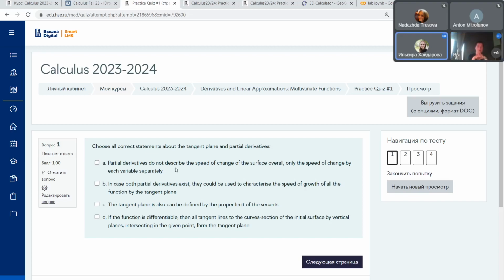Sorry, we can or we cannot? We cannot. It will be true, we can describe the speed of change of the surface overall, only for a differentiable function. Only when working with a differentiable function.